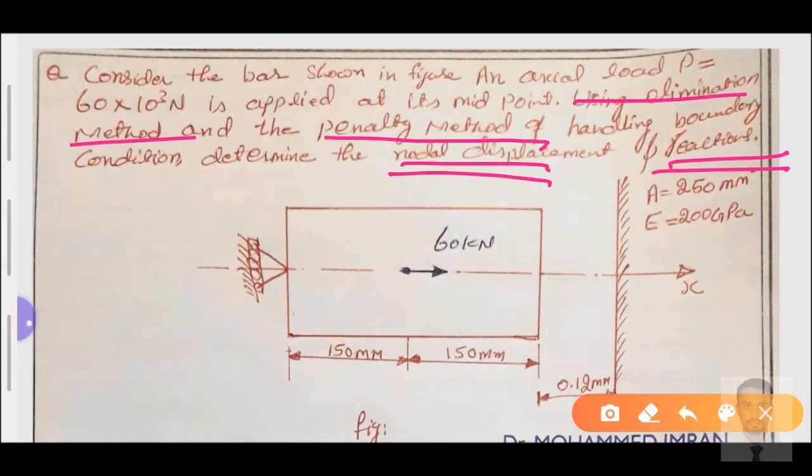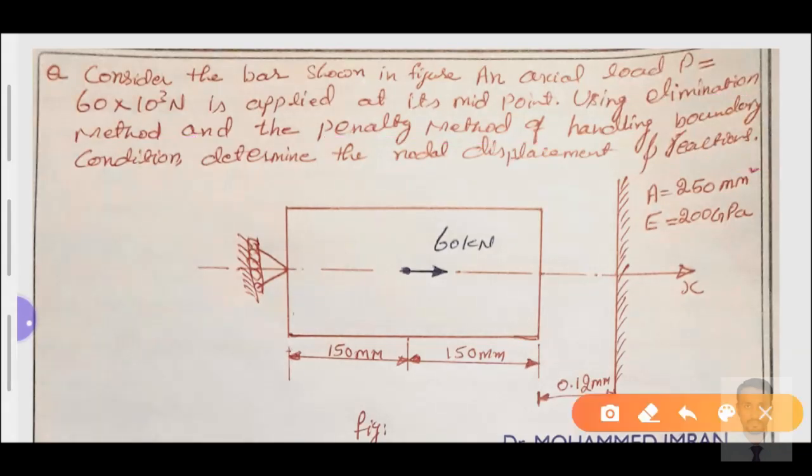In a previous problem we solved using the penalty method separately and the elimination method separately. So both methods we need to adopt. First we will get all the displacements based on the elimination method and the reaction force. Similarly, we will get both the nodal displacement and reaction force by using the penalty method. We got the idea of the given statement.